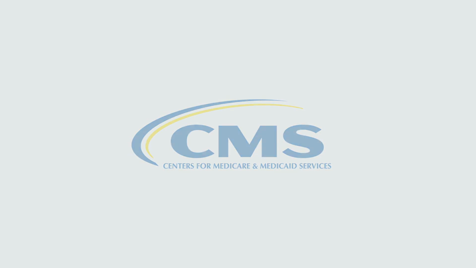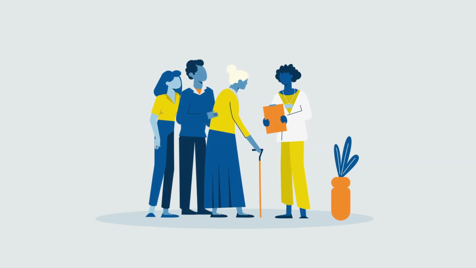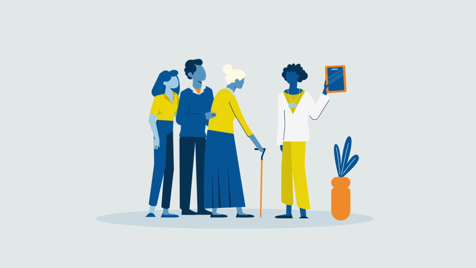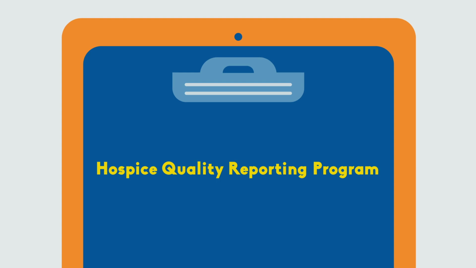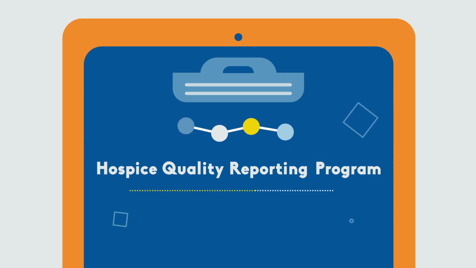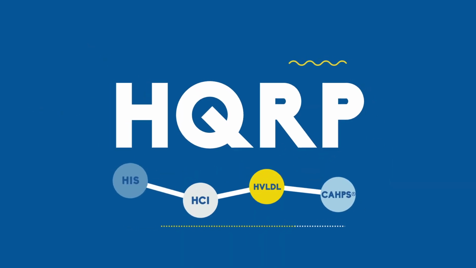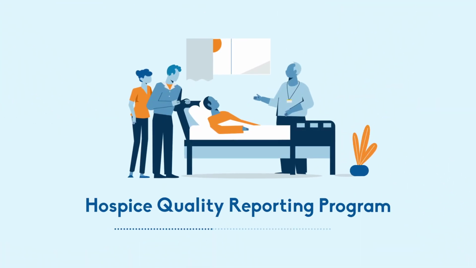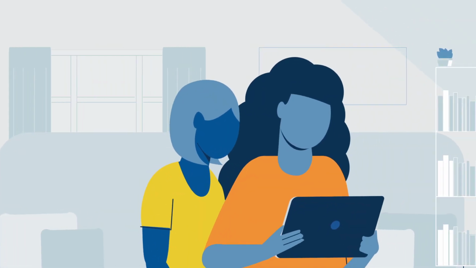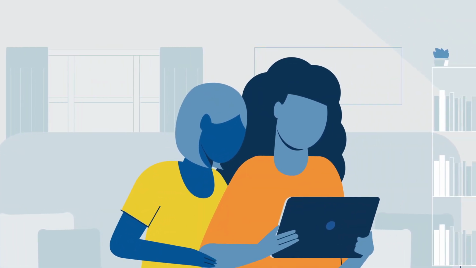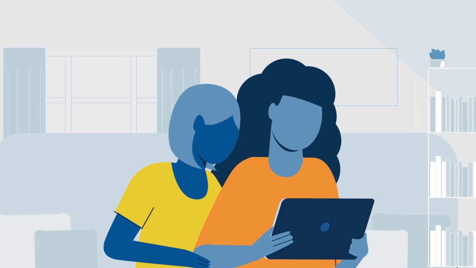CMS is committed to helping patients, families, and caregivers make informed decisions about end-of-life care. Toward this goal, CMS established the Hospice Quality Reporting Program, or HQRP. The HQRP quality measures reflect care across the hospice stay. These measures help inform patients, families, and caregivers when they select a hospice.